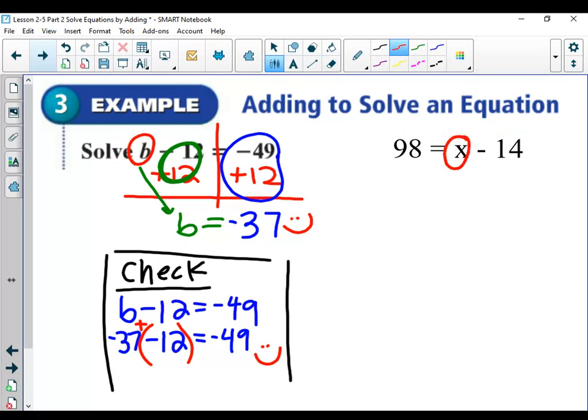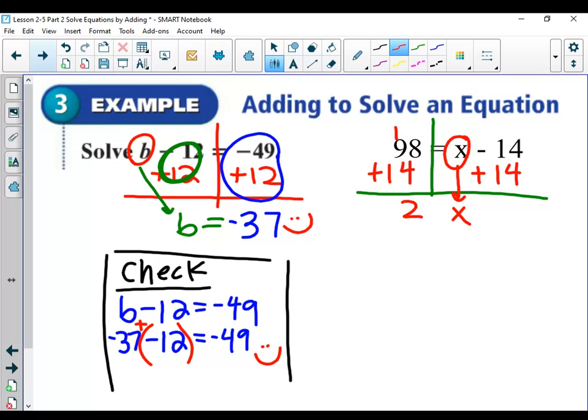I would like x by itself. This says subtract 14. I add 14 on both sides. Both sides of what, you say? Both sides of the equal sign. x is left. That time, since they were both positives, I just add like I'm back in second grade.